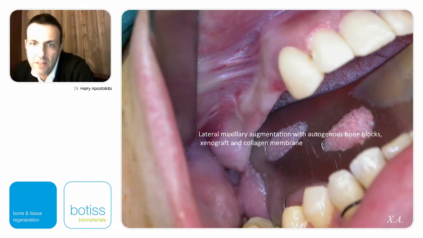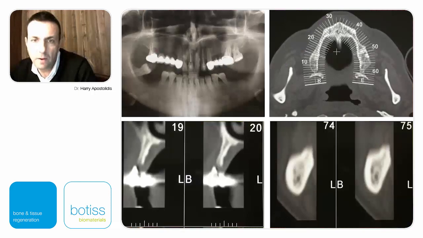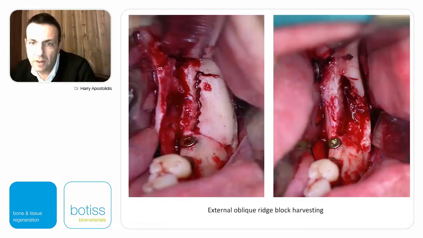So in another case, lateral maxillary augmentation with autogenous bone blocks, xenograft and collagen membrane. You see here how thin the right side of the maxilla is. Very, very thin. We cannot do anything else. It's a one-wall defect. Your best bet is to go with a bone block. You see how thin it is?